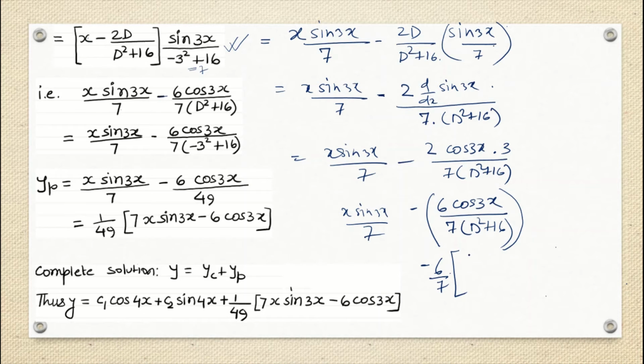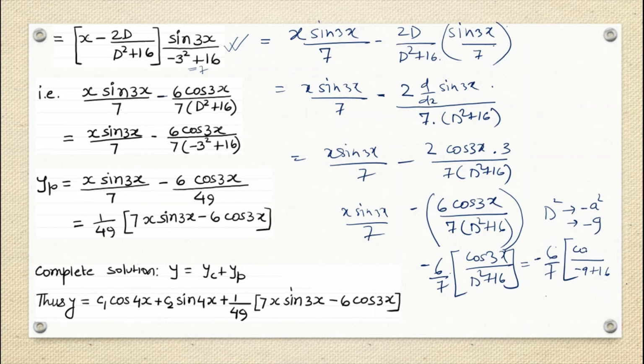This is my cos 3x divided by d square plus 16. And what does it mean? Minus 6 by 7. If it is my type 2, so what I am going to do, I will replace d square with minus a square. What is your minus a square? 3 square, so 9. So instead of d square, I am going to write down minus 9, then this is plus 16, and the numerator has cos 3x. That means this is how much? Minus 6 by 7 cos 3x divided by again 7, right? So 7 sevens are 49. So this will give you minus 6 by 49, and here cos 3x.